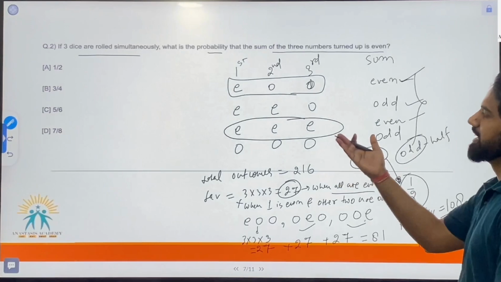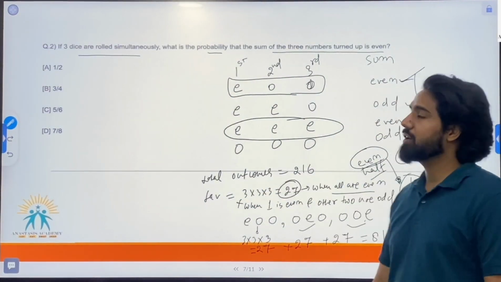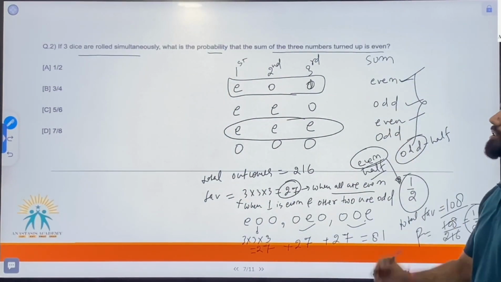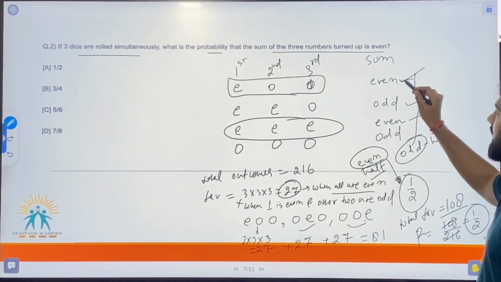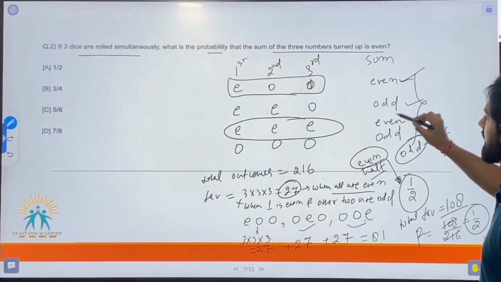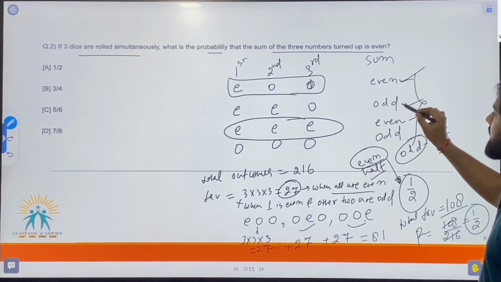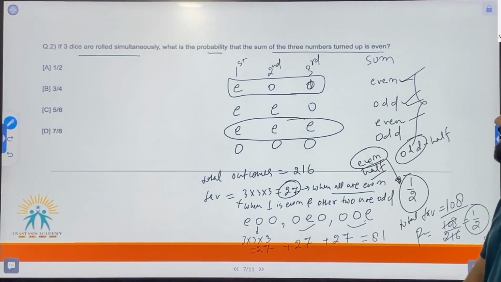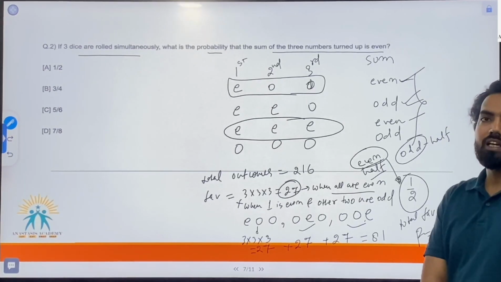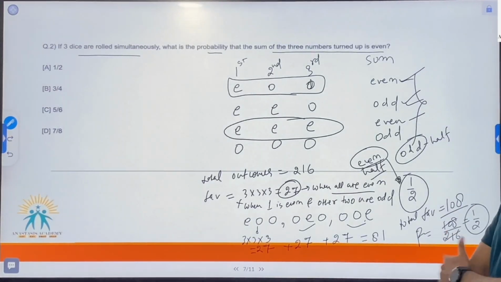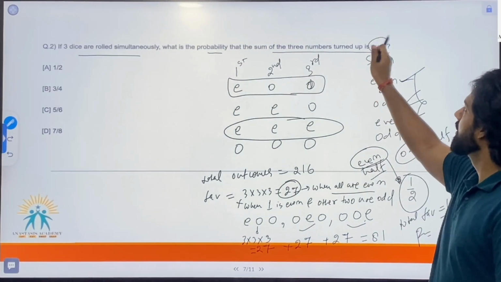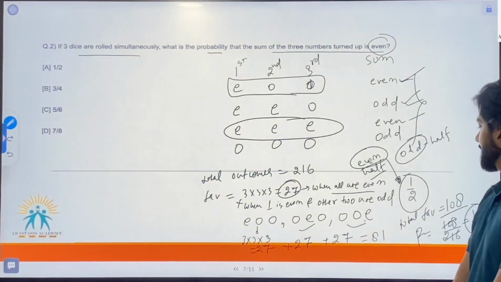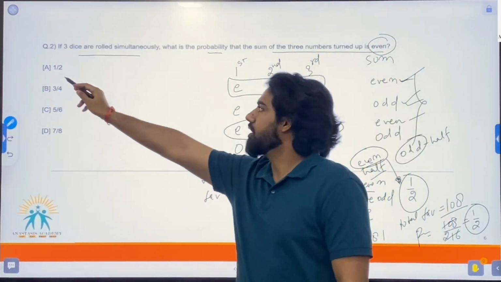Or we can just reach the answer by observing that the sums possible are even and odd, and these are equally likely or occur an equal number of times. That is, in 2 cases I get an even sum, and in 2 cases I get an odd sum, and all the numbers happen equally likely. So the probability of getting the sum as even would be 1/2. So the correct answer to this question is option A.